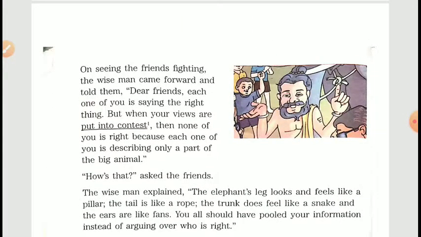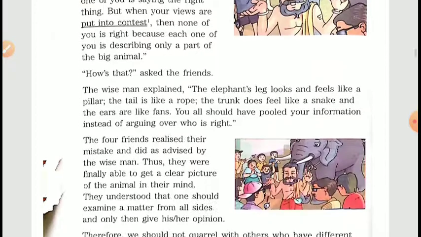On seeing the friends fighting, the wise man came forward and told them, "Dear friends, each one of you is saying the right thing. But when your views are put into context, then none of you is right because each one of you is describing only a part of the big elephant." "How's that?" asked the friends.